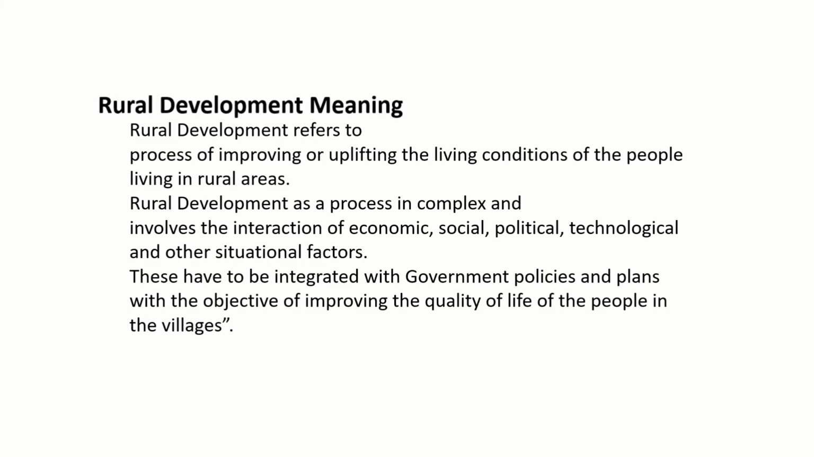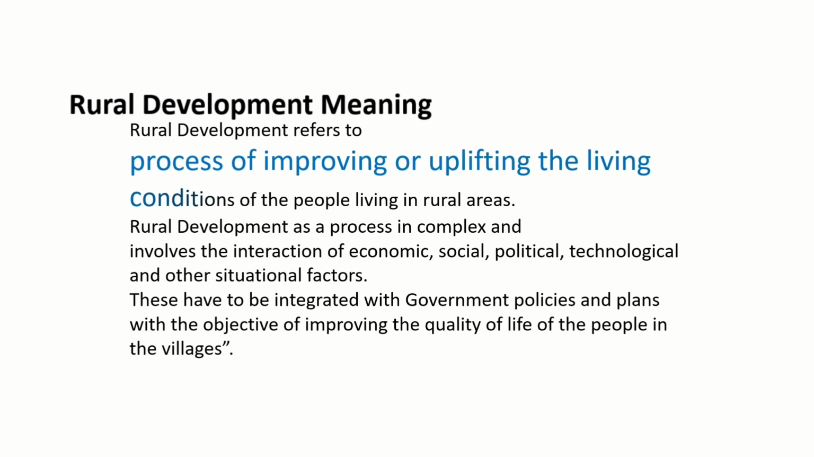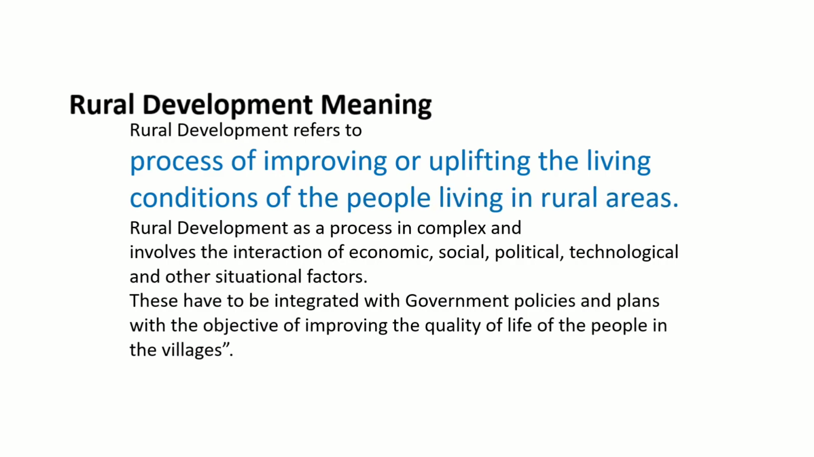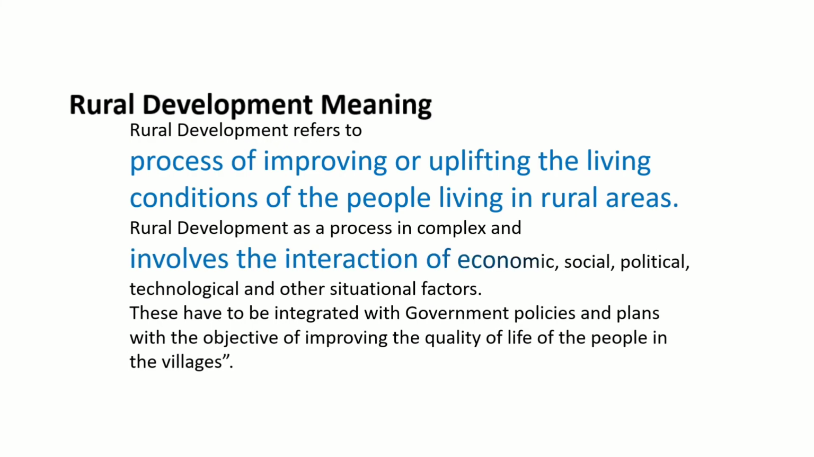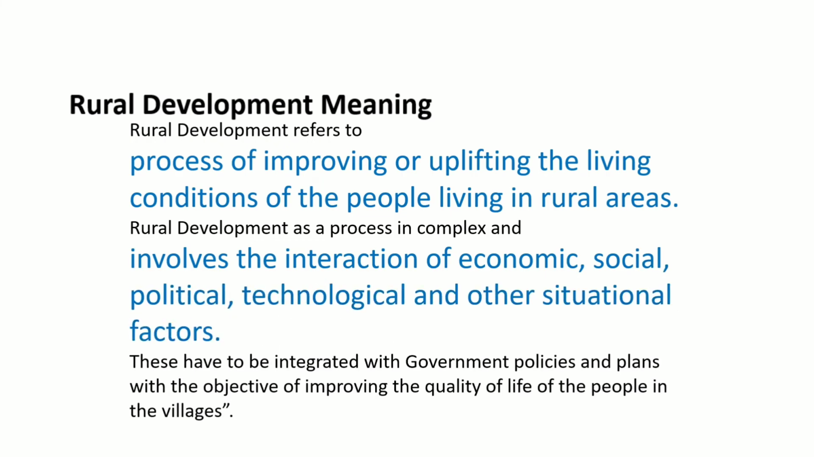The meaning of development: rural development refers to the process of improving or uplifting the living conditions of the people living in rural areas. This is very complex, and we have to involve them through the interaction of economic, social, political, technical, and other situational factors. This can integrate them to participate actively in government policies so that the fruits of the policies can reach them.